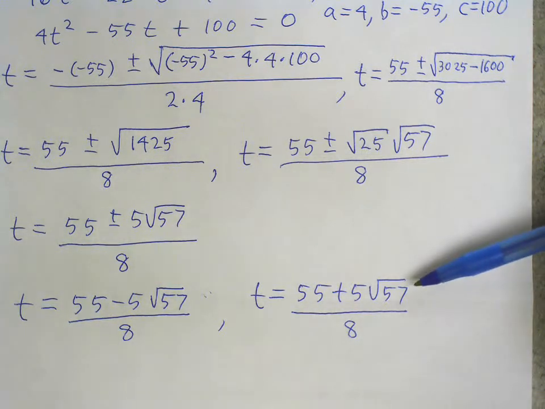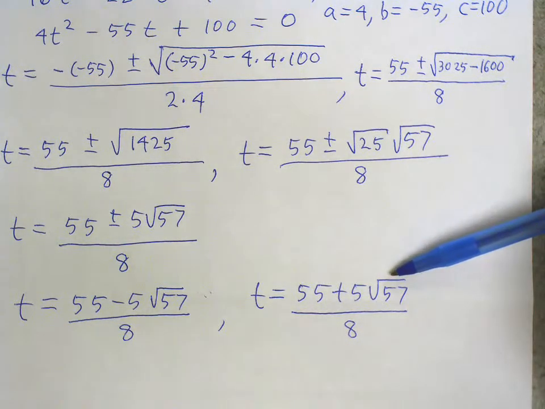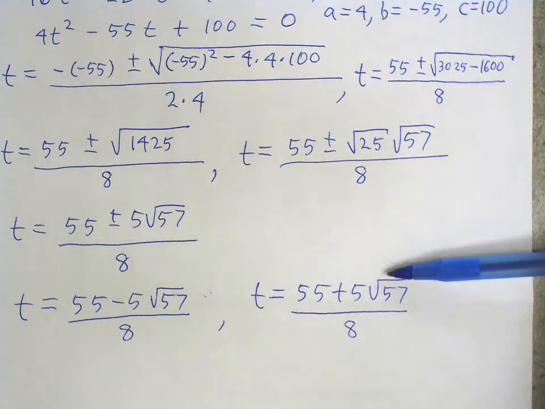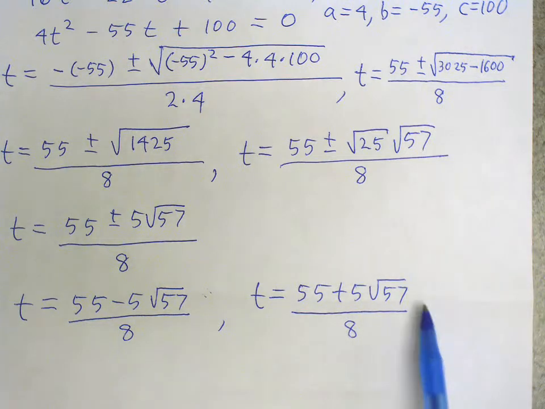And then similarly, over here, the square root of 57 is between 7 and 8. If you just round it up to 8, 5 times 8 is 40. 55 plus 40 is 95. And 95 divided by 8 is a little bit smaller than 12. So this answer should be close to 12 seconds. Okay, moving on, we'll look at the next section.